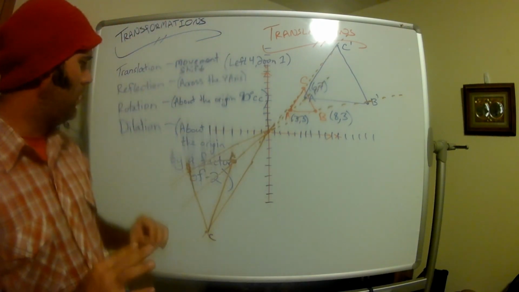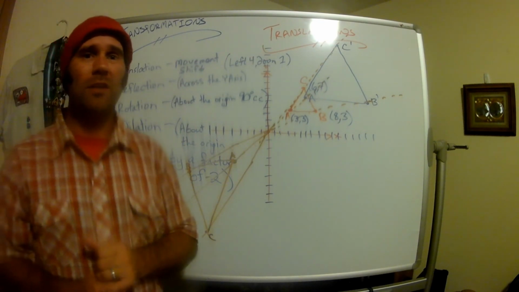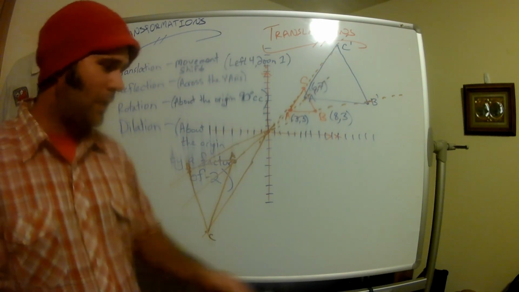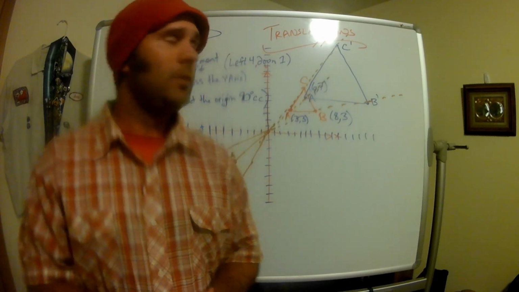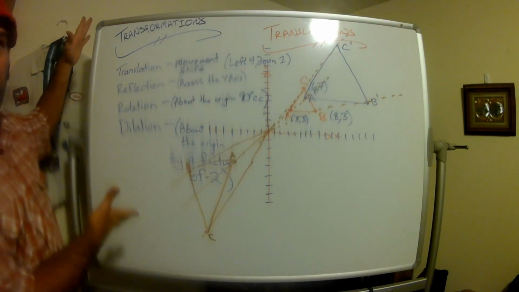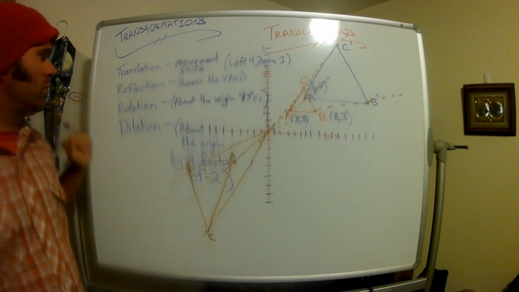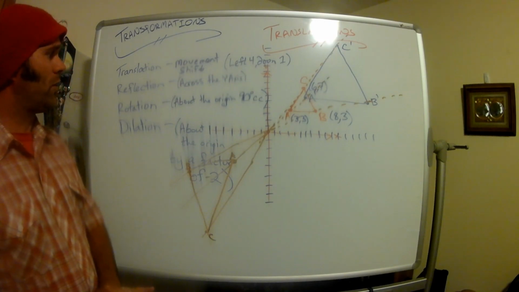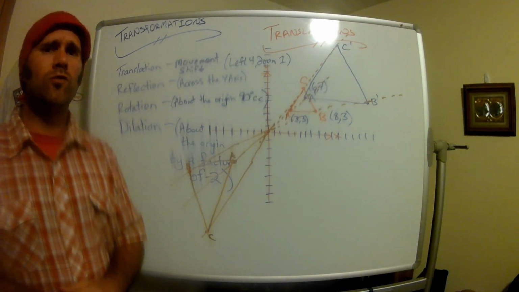But really, we're not going to worry about that right now, because today we're just going to focus on translations. So I'll let you take a break, and then we'll come back and look at just translations. This is kind of an overview of all the different types of transformations: translation, reflection, rotation, and dilation. Those are the 4 types, and we're going to focus our attention now on translations.